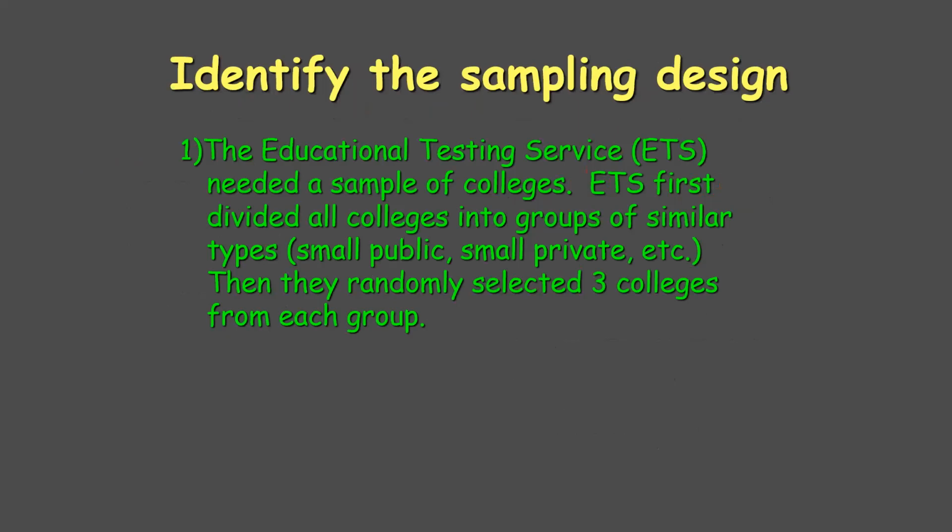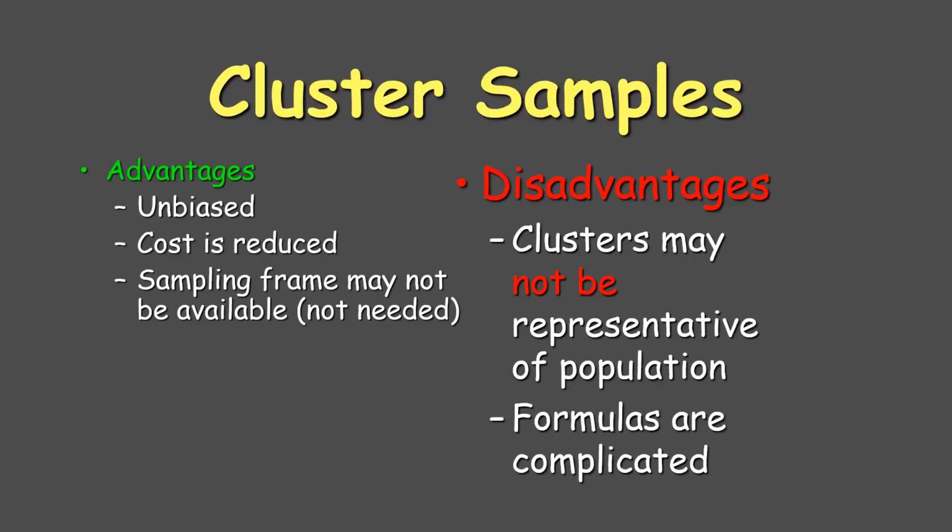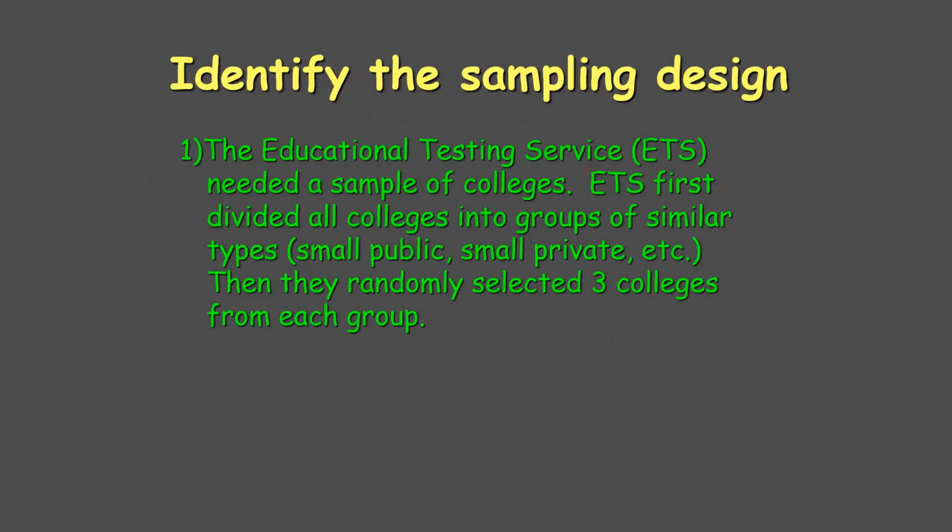So let's in practice identify the different sampling designs. We have Educational Testing Service, which needed a sample of colleges. ETS first divided all colleges into groups of similar types, small public, small private, etc. And then they randomly select three colleges from each group. So which of our sampling designs is that going to be?